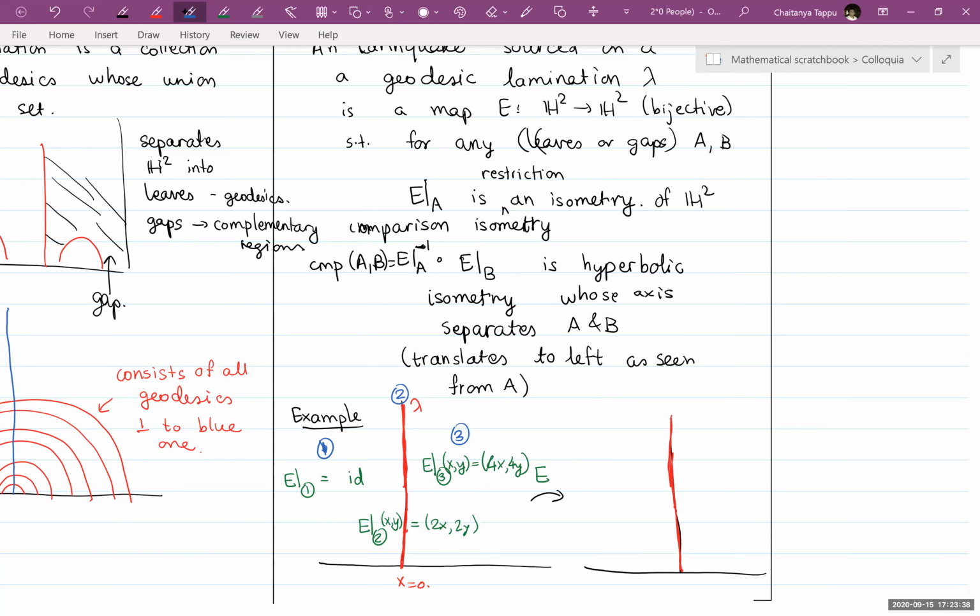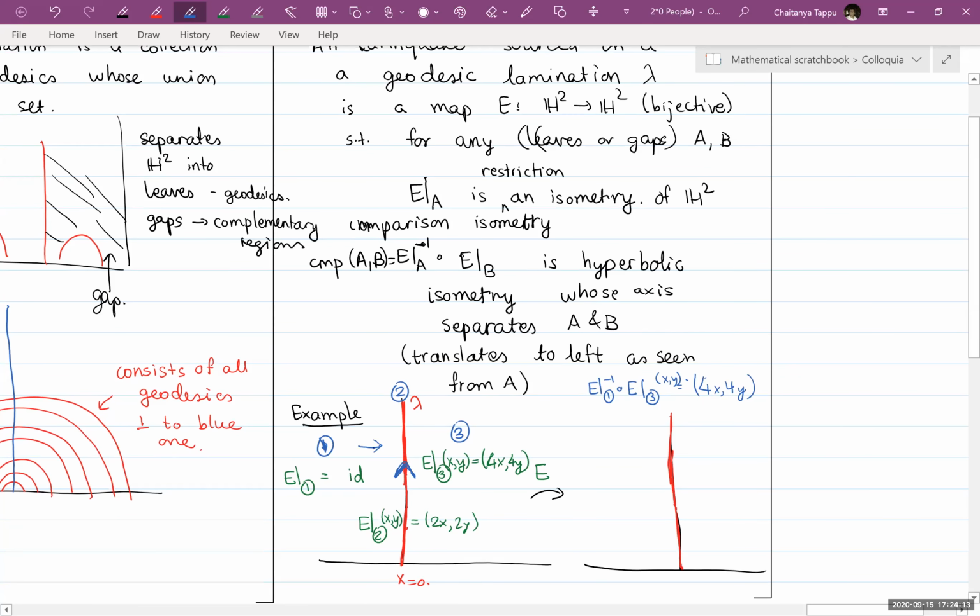If you compute comparison isometries, let's say E restricted to 1 inverse composition with E restricted to 3 is just xy mapping to 4x comma 4y. And as we saw before, that is exactly the hyperbolic isometry that translates along the red geodesic, and it translates upwards. So if you view from the side of E1, it translates to the left. Okay, and so this is an earthquake.